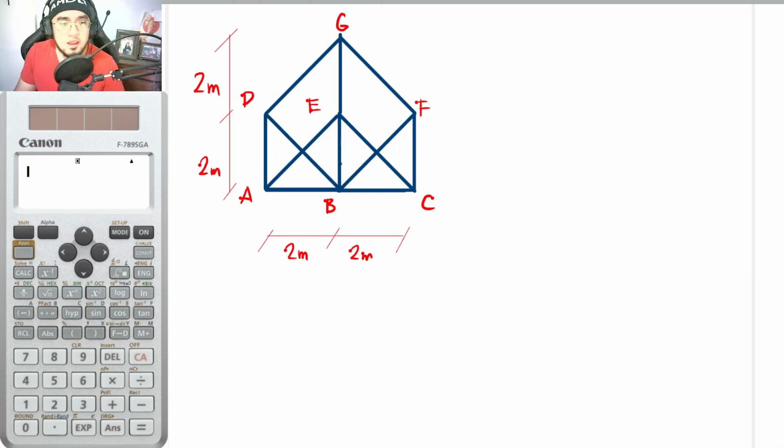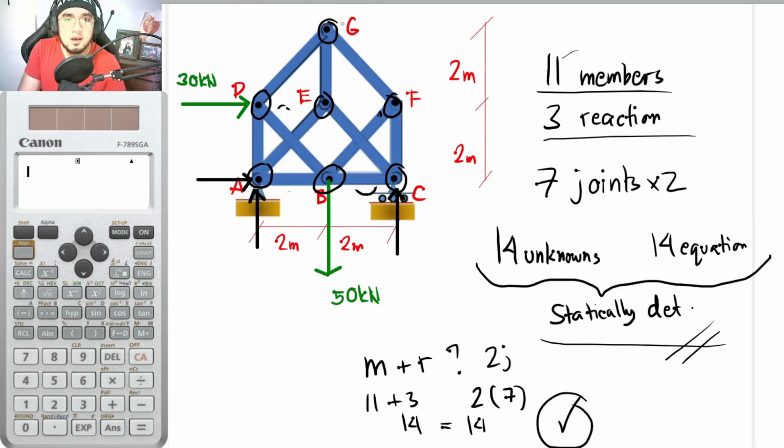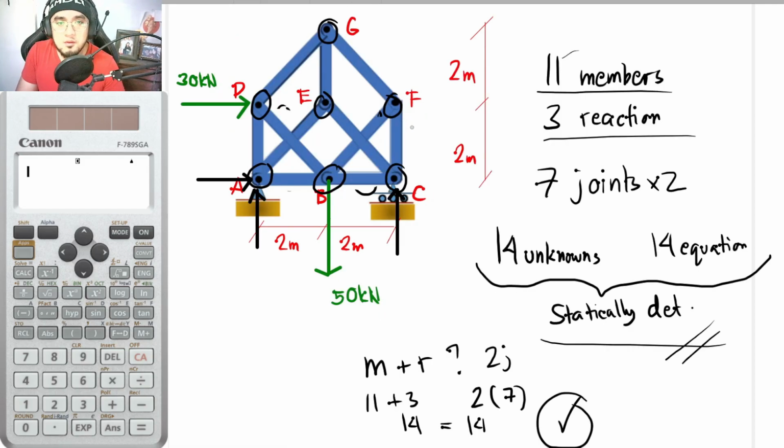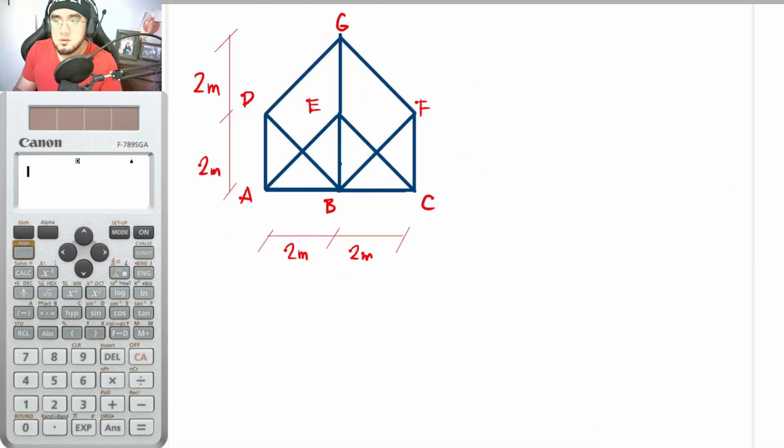The next thing that we will do, since our truss is statically determinate, is solve for what we can solve for right now. As of this moment, we can actually solve for the reactions already, since we only have a hinge here and a roller here. So for a moment, let me just draw our loads here.